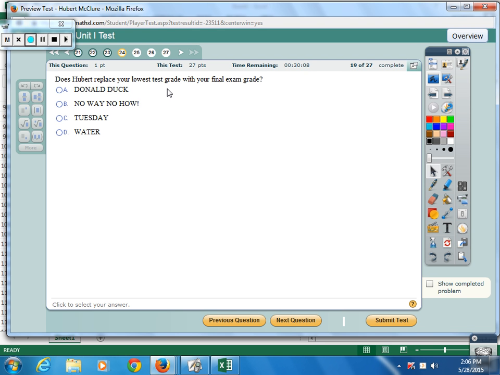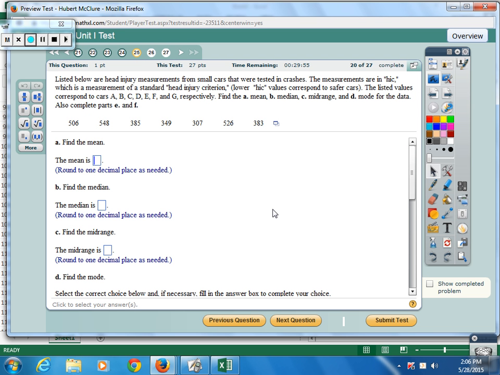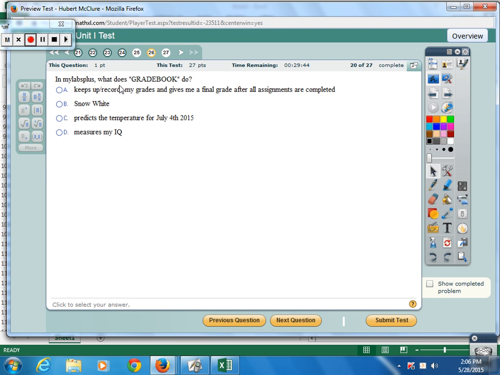Does Hubert replace your lowest test grade with your final exam grade? There's no other answer. Mean, median, mid-range. We did one of these in class. Not going to spend time on that. In MyLabsPlus, what does Gradebook do? Predicts the temperature for July 4th, 2015. That's why it's called Gradebook.